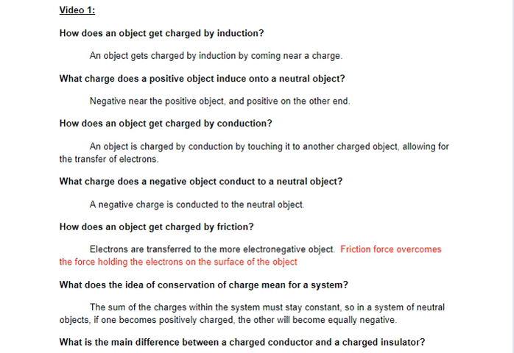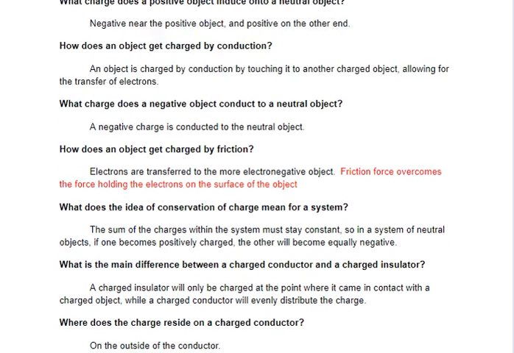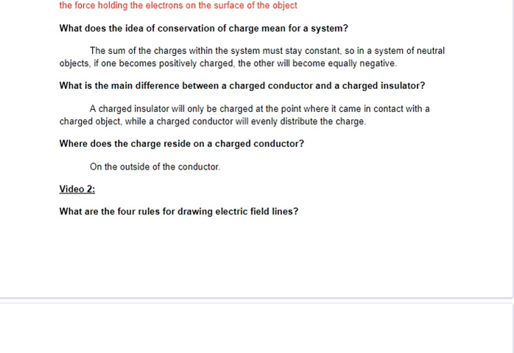Okay, let's continue going here. What is the main difference between a charged conductor and a charged insulator? Well, a charged insulator only gets charged locally around one point, whereas a conductor will evenly distribute the charge throughout because charges actually move easily inside of a conductor. Where does the charge reside on a charged conductor? On the outside surface of the conductor.